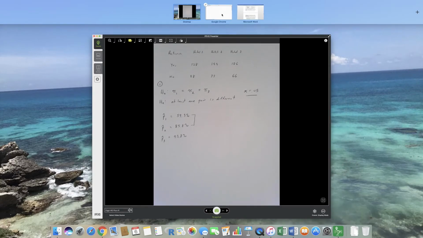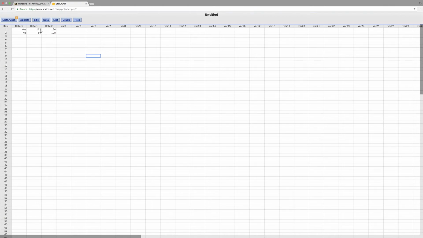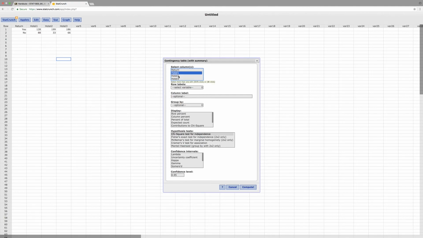So what I would do in my stat lab is I would change the numbers. First of all, I would come in here and add a hotel three. So 128, 199, 186, 88, 33, and 66. All right, but guys, the game's the same. We go to tables, we go to contingency, we go with summary, and this time we choose all three hotels, but we still have one row. So, guys, I would, again, do the expected cell count. And since we have a 2x3, this Fisher's exact test is irrelevant, so we don't select it.